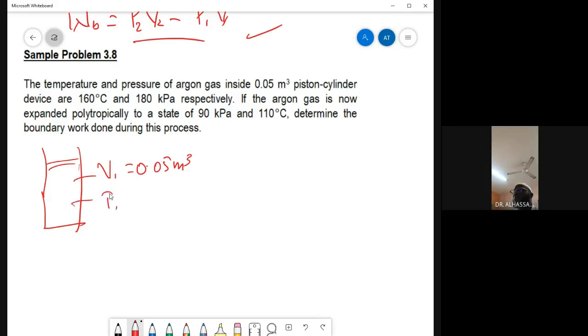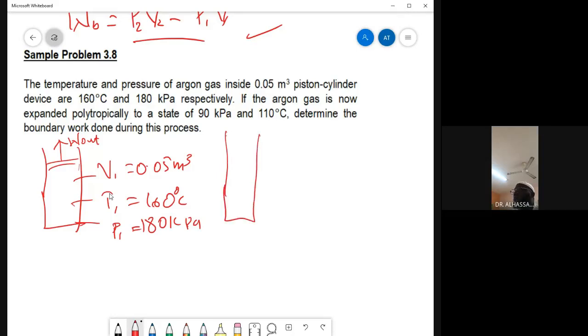At temperature 160, and then pressure P1, 180 kPa. If the argon gas is now expanded, you see, expansion means we have work given out, W out, which is always a positive quantity. Okay, so at the final state, we have expansion, W out is the same as the boundary work.